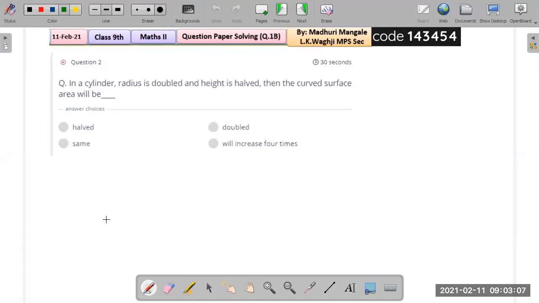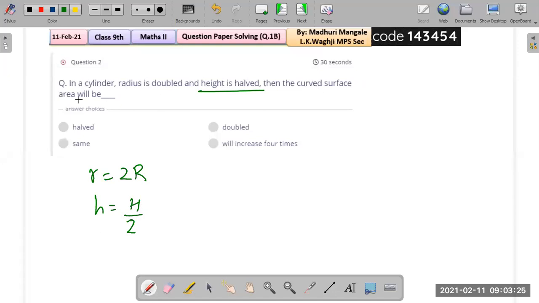Again, this is an important question. In a cylinder, the radius is doubled. So what has happened to the radius? The radius has become double, so twice the radius. And the height is half. So what has happened to the height? The height is half, so h over 2 is the new height.